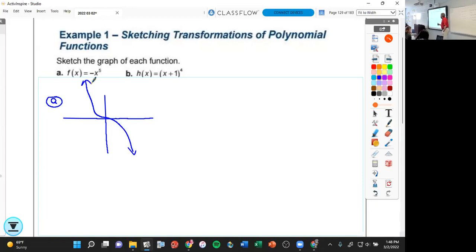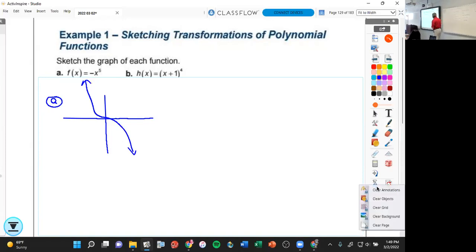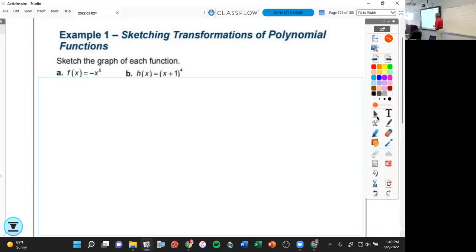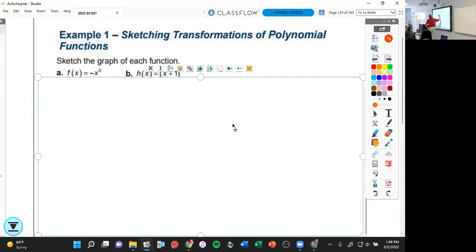Okay. Part B. What's it look like? Move to the left one. Has a parabolic appearance. It's going to look flatter near the origin, going up. Fourth power makes it stay flat, we talked about that already. Axis of symmetry is x equals -1.